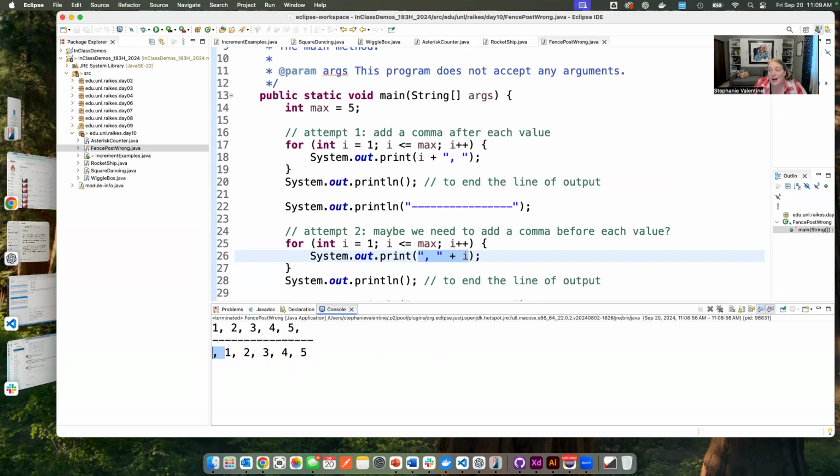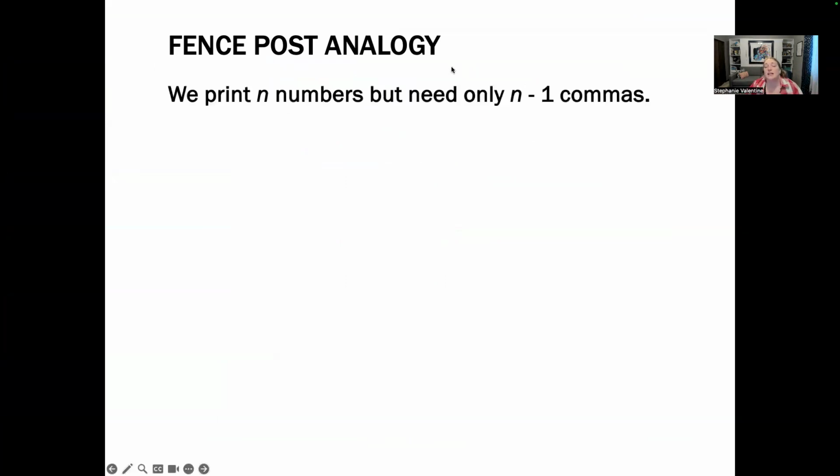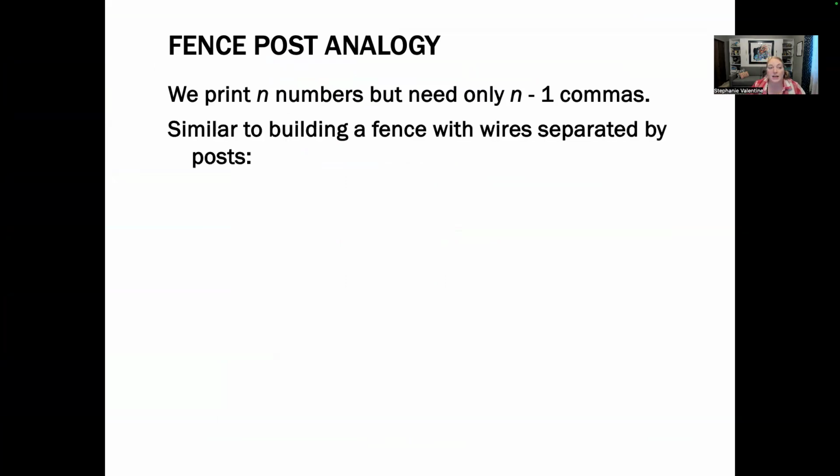Let's think about the analogy that I like to use when talking about this kind of problem. Think about this sort of problem like a fence. In this case, we're printing n numbers, but we only need n minus 1 commas. So we need number, comma, number, comma, number, comma, number, no comma at the end.